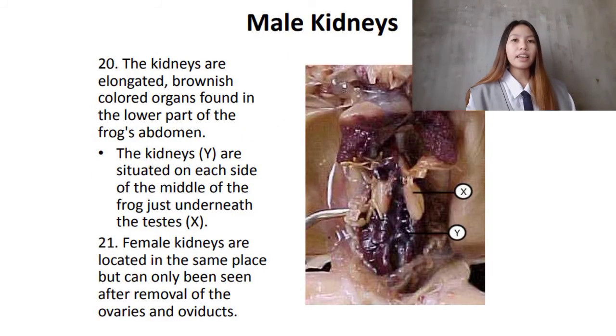Male kidneys. The kidneys are elongated, brownish-colored organs found in the lower part of the frog's abdomen. The kidneys are situated on each side of the middle of the frog just underneath the testes. Female kidneys are located in the same place but can only be seen after removal of the ovaries or the oviducts.